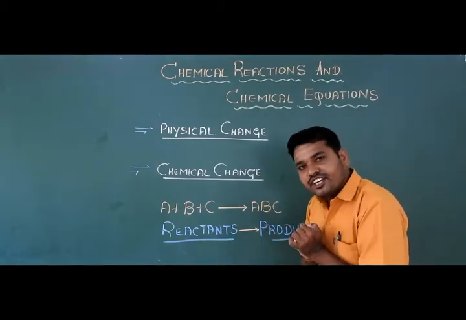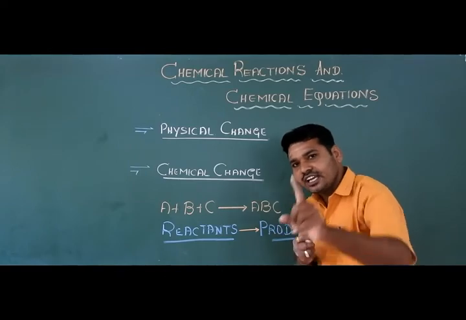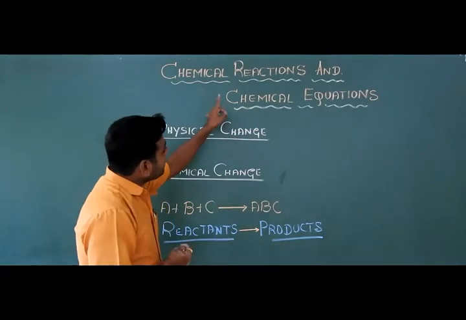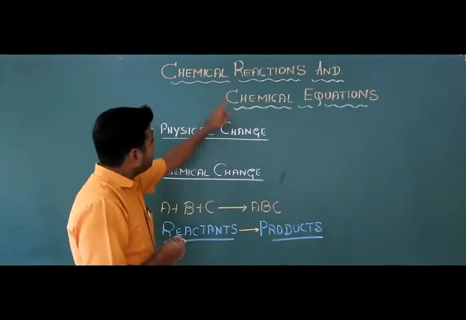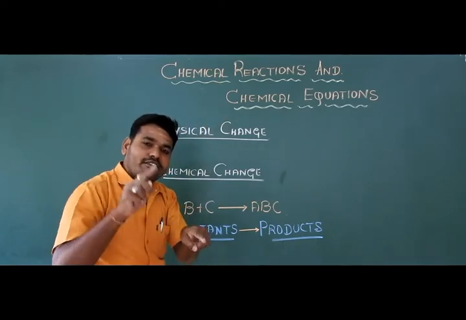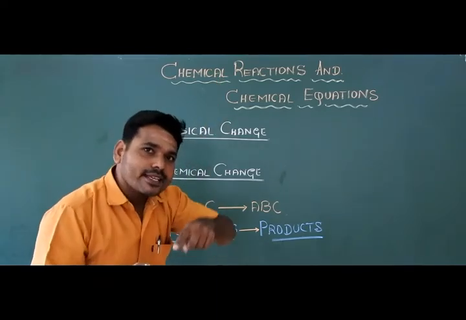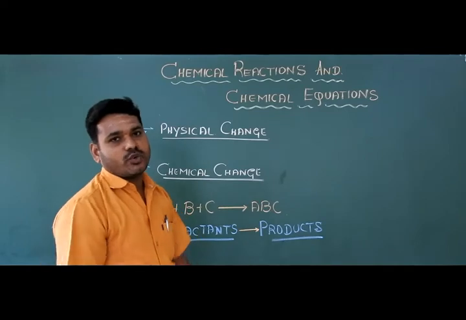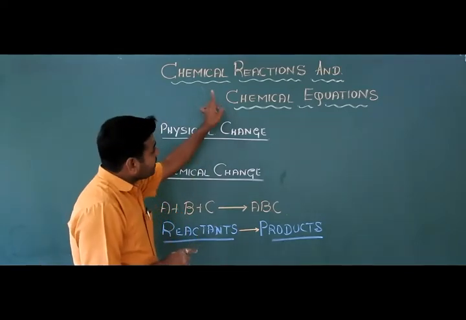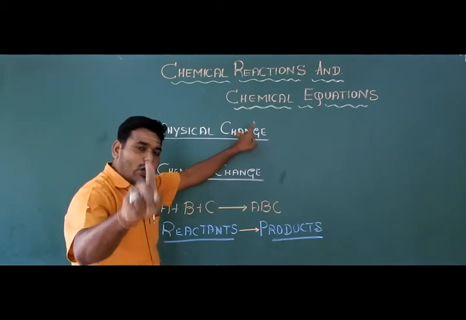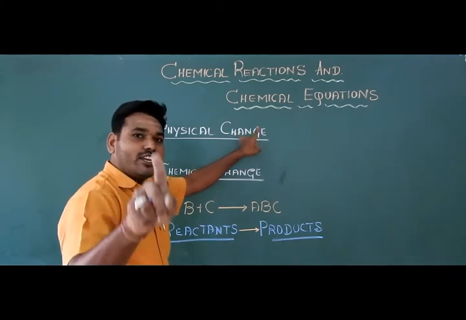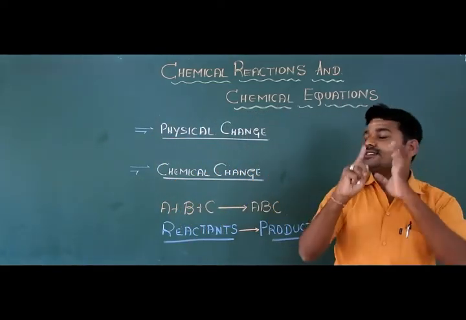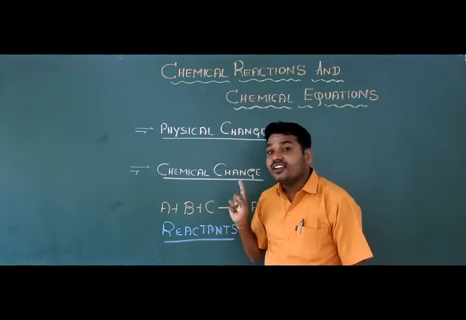Now with the help of these two definitions, we can define one more. A chemical reaction is a process in which one state of matter is converted into another state of matter. That is also called a chemical reaction, students. I repeat the third definition: a chemical reaction is a process in which one state of matter is converted into another state of matter, students. Okay, so this is regarding the chemical reaction definition.